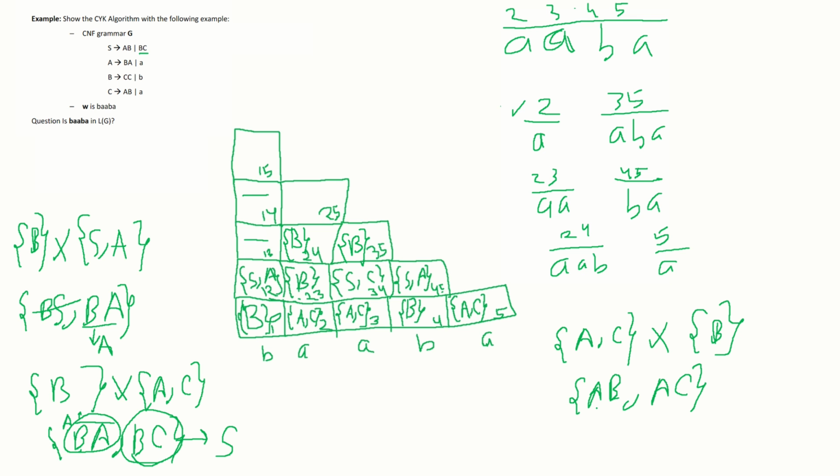Okay. Now AB, can we generate AB? Yes, we can generate AB from symbol S and symbol C. So this can be generated from S and C. And AC, well, AC can be generated. So that means we can produce the substring from position 2 to position 5 from S, S, A and C. Alright. Now we have our last cell to fill up.